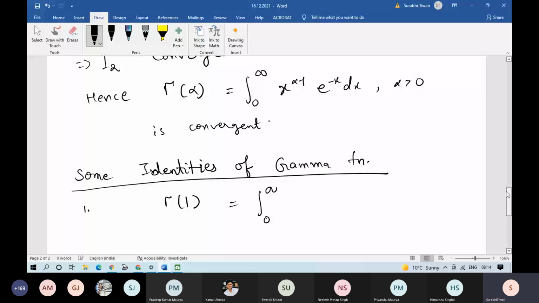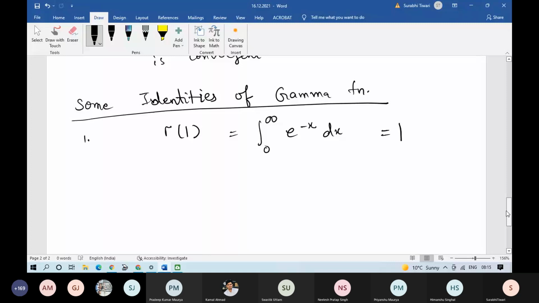So we get integral 0 to infinity e raised to the power of minus x. Put alpha is equal to 1, so this will become 1, dx. And what is the value of this integral? 1. So therefore we take gamma of 1 is equal to 1.